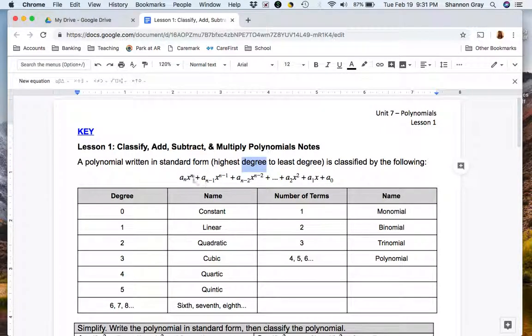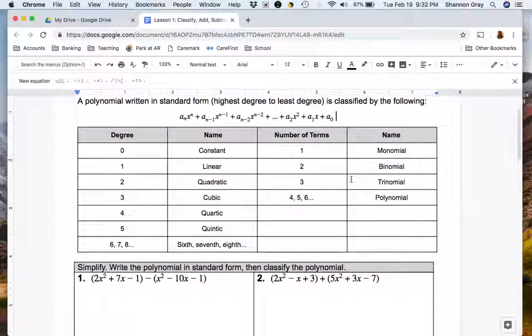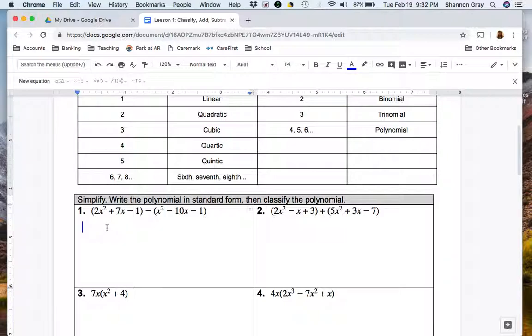And so when we have a polynomial that's written in standard form, which we will need to write every polynomial in, we have our highest exponents or highest degree in the front, and then they get smaller. So let's say this was x to the 5th, this would be x to the 4th, 3rd, 2nd, and so on. If you're missing one, that's fine. You just keep going in decreasing order. We're going to revisit this table in a minute once we do an example, but it is there for reference. So we're going to jump down to number 1, where it says simplify, write the polynomial in standard form, then classify.